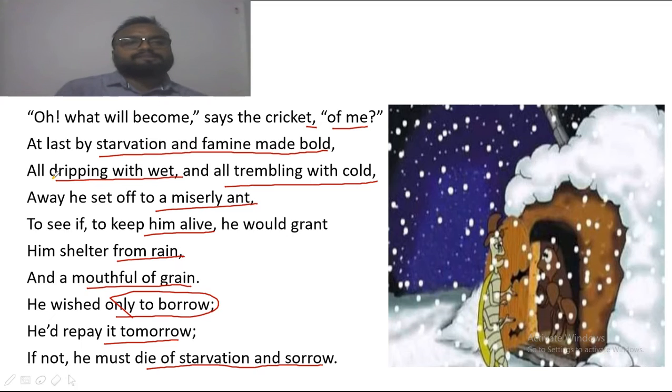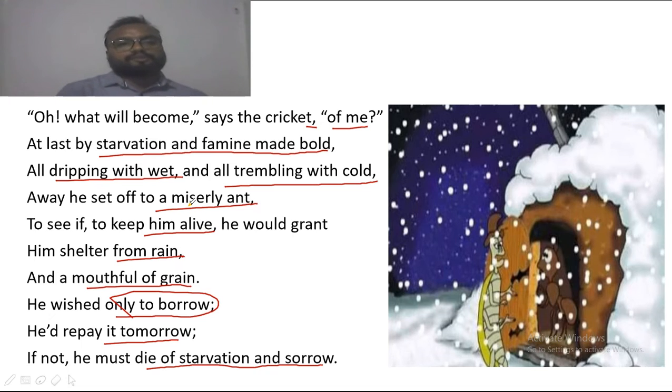What he says: oh, what will become of me, says the cricket. So now he is thinking about himself, that now what am I going to do, I am going to die. Now what will happen to me? He could not imagine even how he will be able to survive. He thinks that definitely he is going to die out of starvation and famine. So at last by starvation and famine made bold.